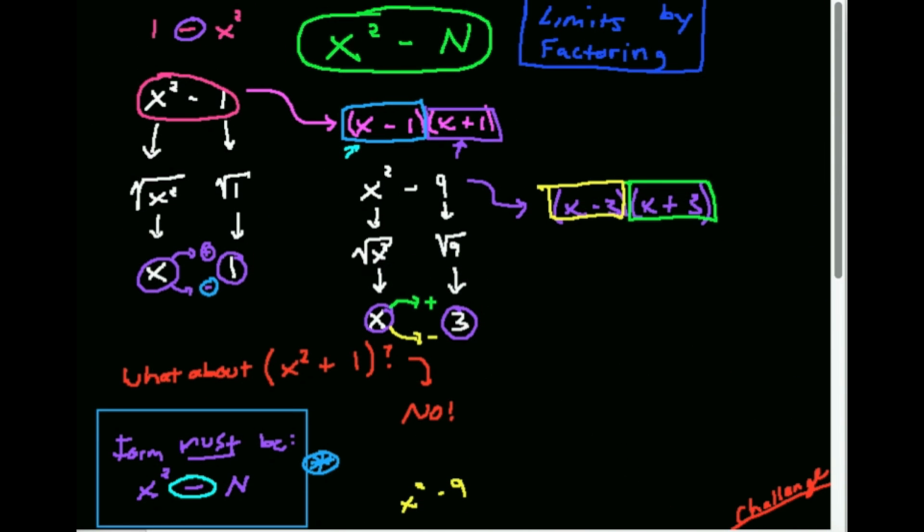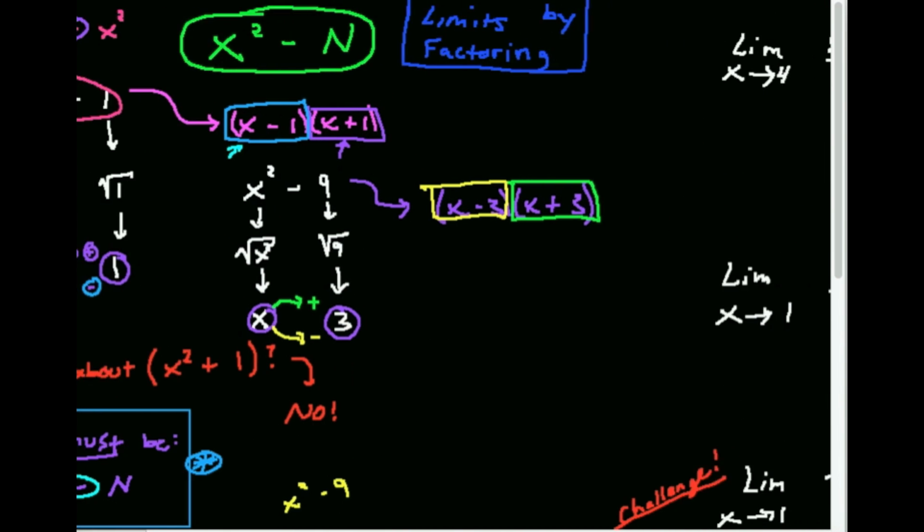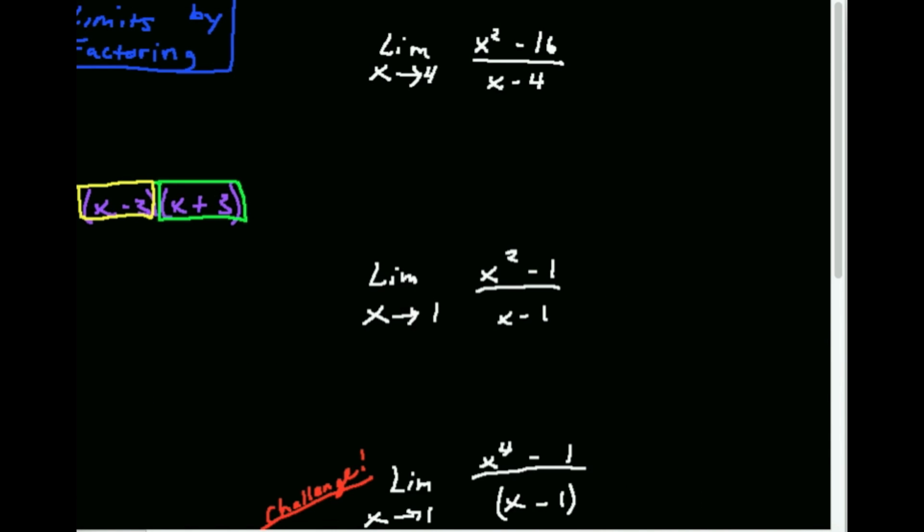Okay? Let's do some more examples now. All right, so here, let's see. So I have x squared minus 16 divided by x minus 4.